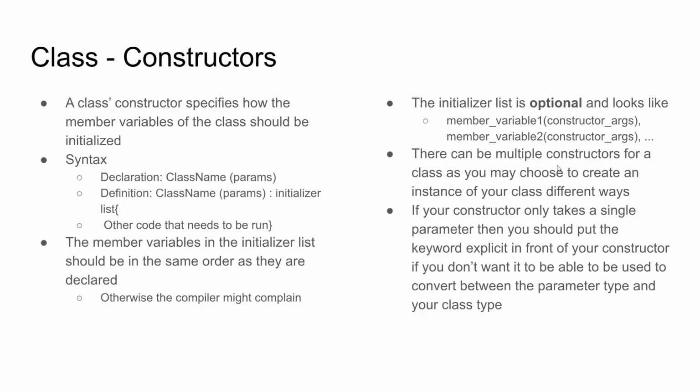There can be multiple constructors for your class if it makes sense for it to be created in different ways. And if your constructor only takes a single parameter, you have to put the keyword explicit in front of the constructor if you don't want variables of that single argument's type to be convertible to your class's type.